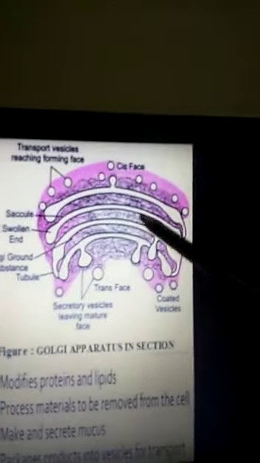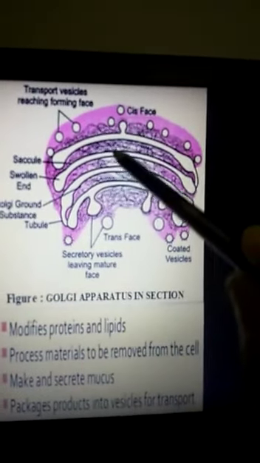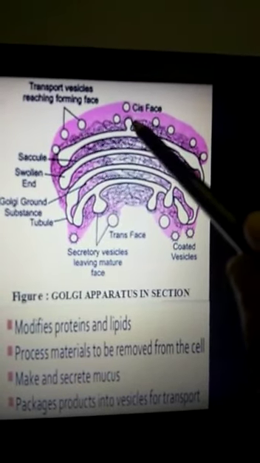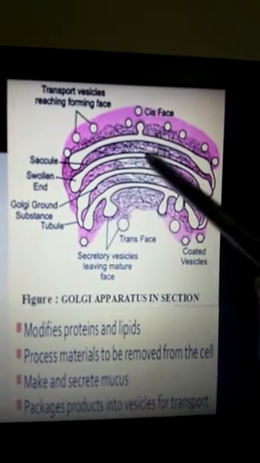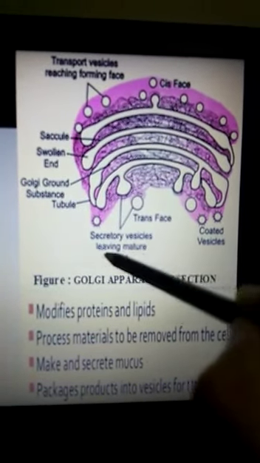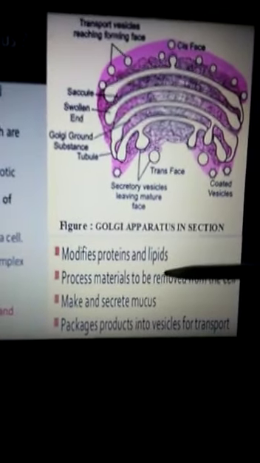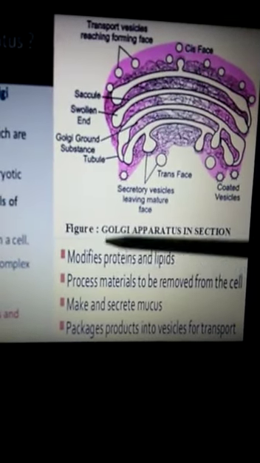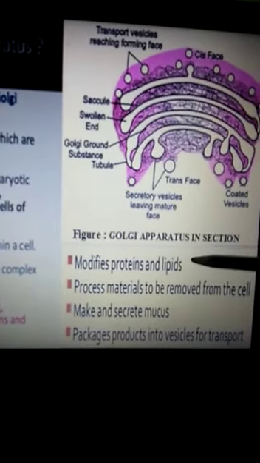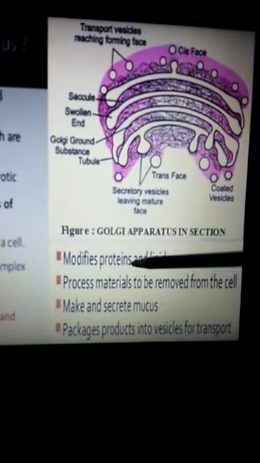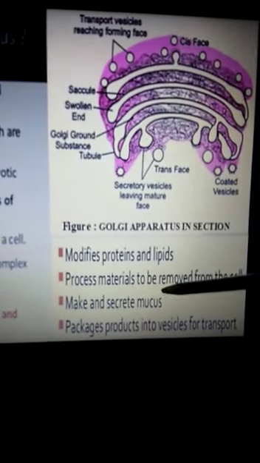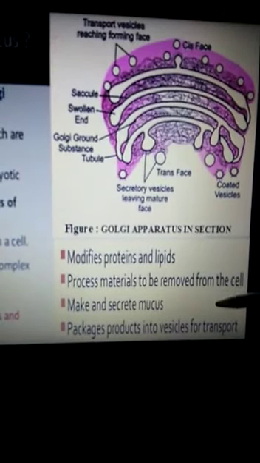So when you have to make a cross-sectional view, the diagram looks something like this. This is again the cis phase, where you can see the incoming globules getting attached, and this is the trans phase. After it is getting modified, it is coming out from this trans phase in the form of secretory vesicles. Now if we have to write down all the functions of it, we can write down that it modifies the proteins and lipids. That means it is basically helping in modification. It is also helping in processing the material which is to be removed from the cell. It makes and secretes mucus, and it packages products into vesicles for transport.